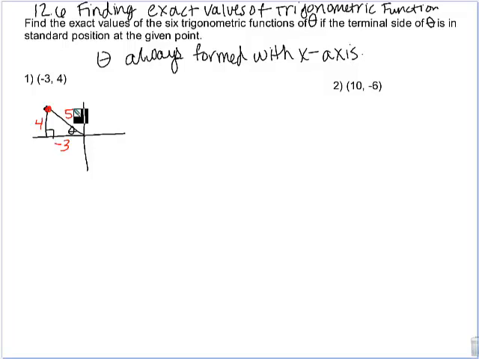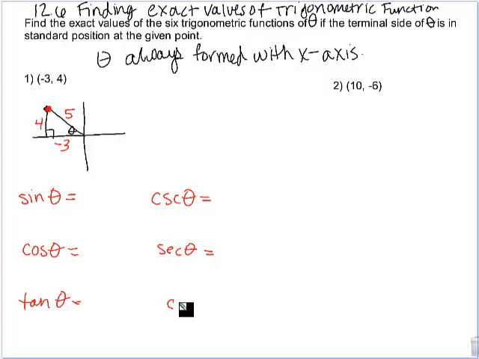Now we're going to use this triangle and write down our 6 trig functions. We're going to find out what sine of theta is, what cosine of theta is, and what tangent of theta is. And then we will also find out the reciprocals: cosecant of theta, secant of theta, and cotangent of theta.